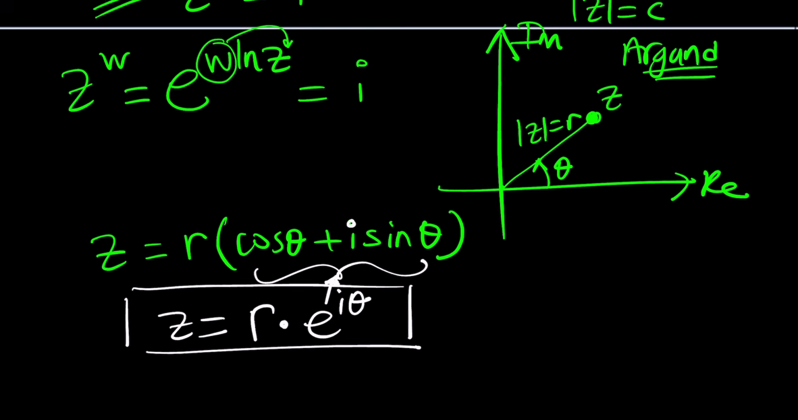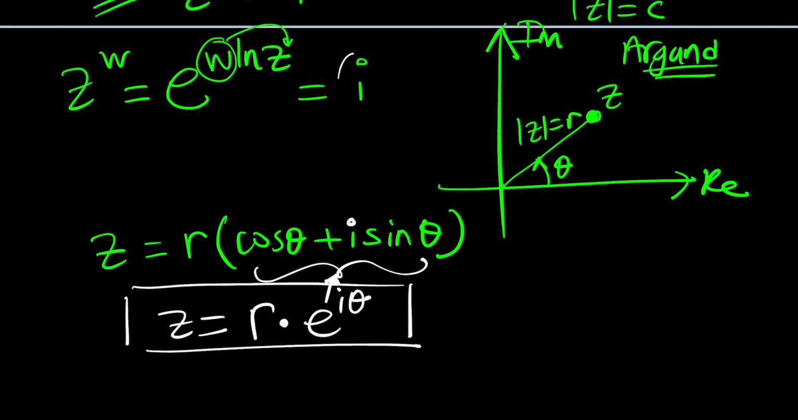Great. And now, how do we use that information to write i? Well, if you think about it, i is actually 0 plus i. So as a point, it's going to be at 0, 1.